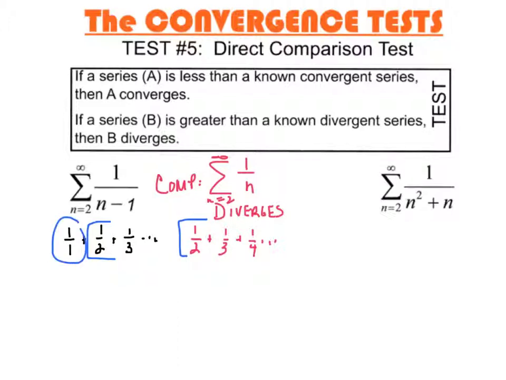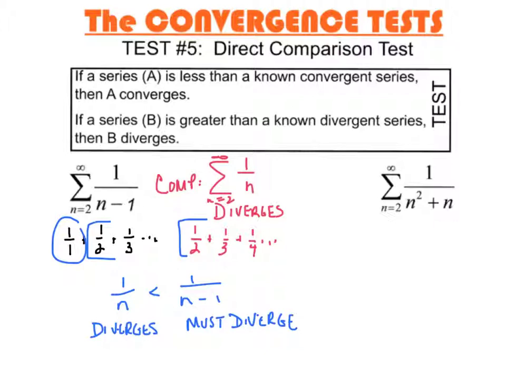So what I can say is that 1 over n is actually less than 1 over n minus 1. Well, if 1 over n is so big that it diverges, and 1 over n minus 1 is even bigger, then this must diverge. Okay? And that's the direct comparison, where we pick something and we compare it.